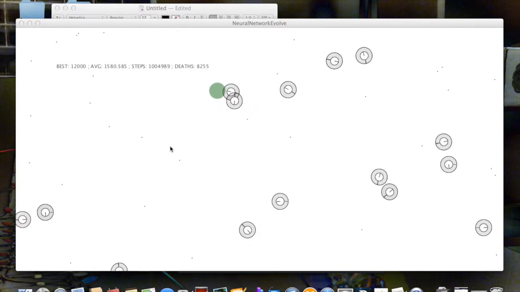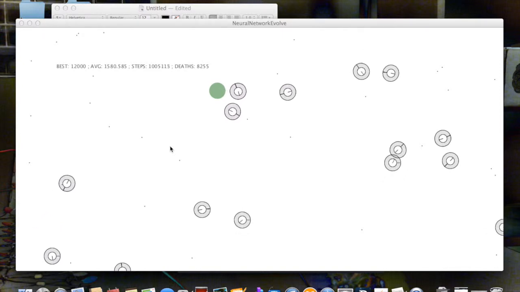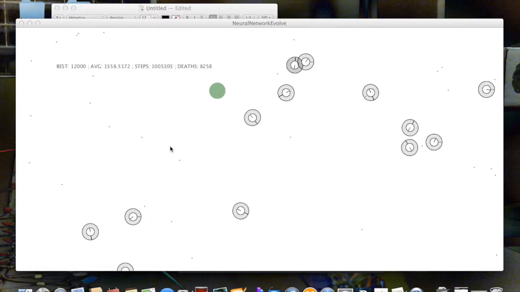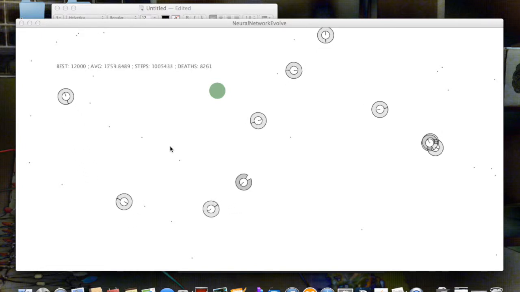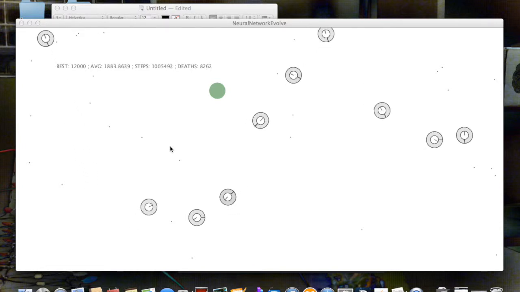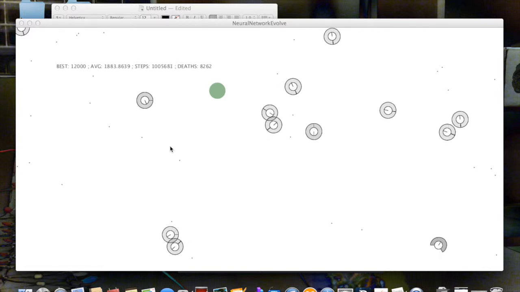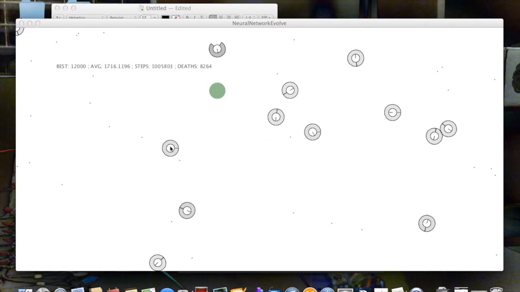So here we have the best, which is 12,000. There was a creature, and I've actually saved its genotype. I can reproduce it, duplicate it here in a second. That one was really good, and it's consistently quite good. But unfortunately, it seems to have died out, though there are traces of its genes in the gene pool. However, the average doesn't really reflect very well on how much evolution has taken place.